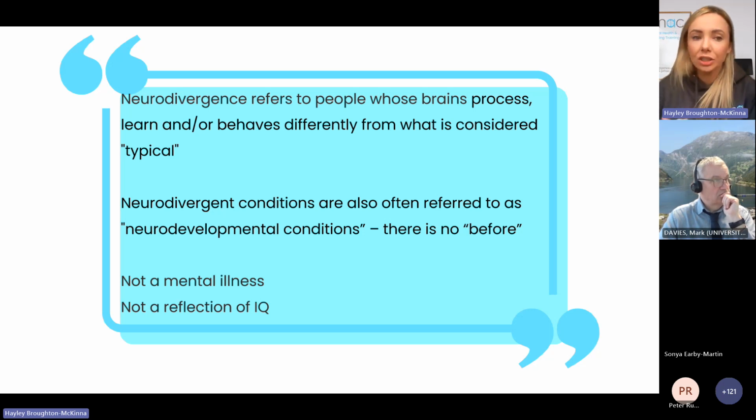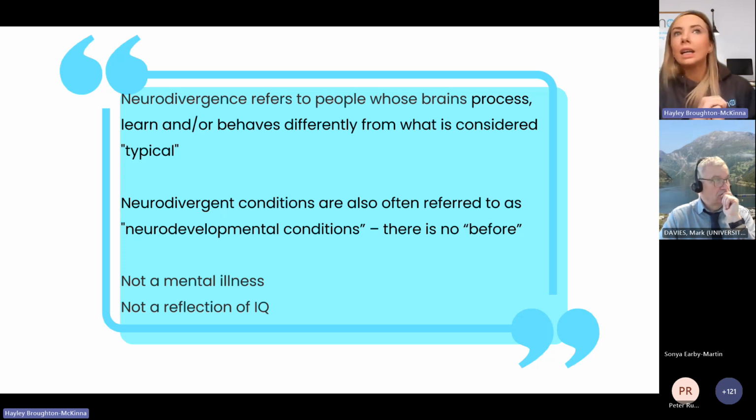Many neurodivergent conditions are also referred to as neurodevelopmental conditions because there is no before. Someone who is autistic, who is diagnosed in their 60s, has always been autistic. This isn't something that has just now come on in the last few years. Someone who is dyslexic, who's diagnosed in their 40s, has always been dyslexic, essentially. And how this presents can look different across the course of our lives.